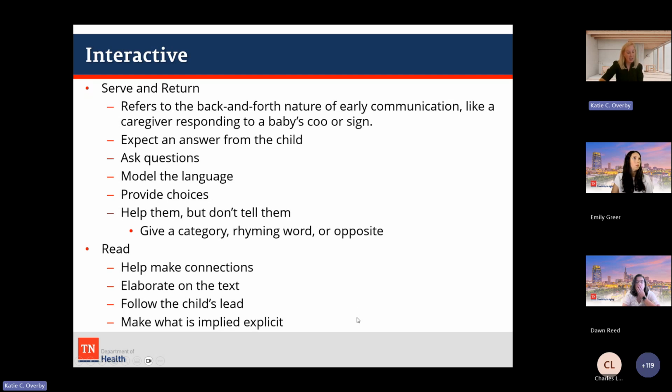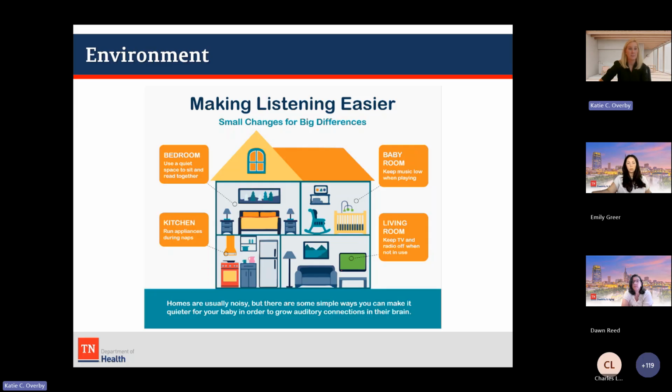And lastly, this is not anything new to anybody, and the research is deep and wide on this, but reading, just reading, having parents, whatever modality of communication the child has chosen, make connections, elaborate on the text, again, that extending it, and also making what is implied explicit, because the kids who are deaf and hard of hearing aren't necessarily going to have that background information, and they need to be taught directly. So any type of figurative language or idioms and things would need to be explicitly taught.